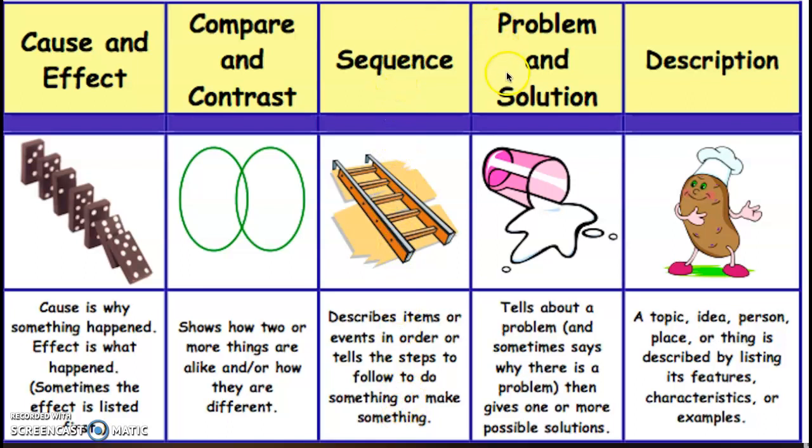The fourth type of text structure is problem and solution. It tells about a problem, and sometimes says why there is a problem, and then gives 1 or more possible solutions. This happens a lot of times in informational texts.